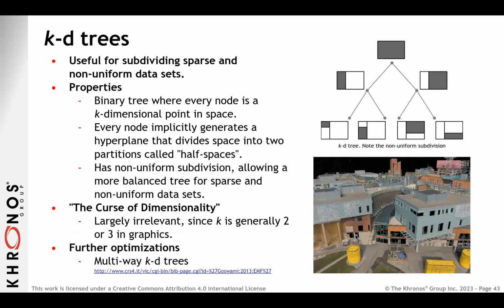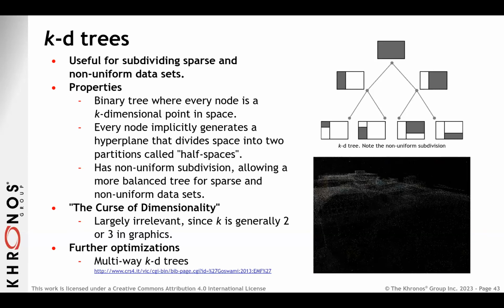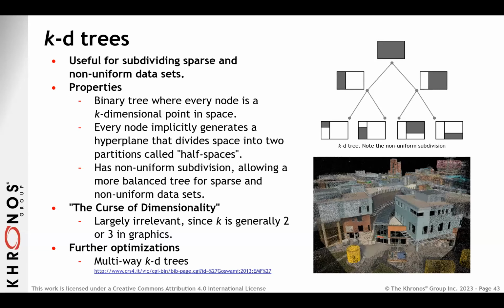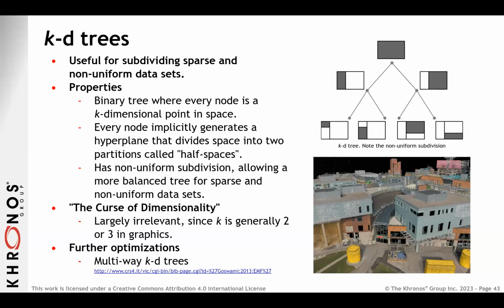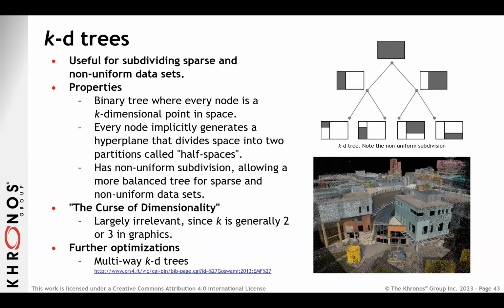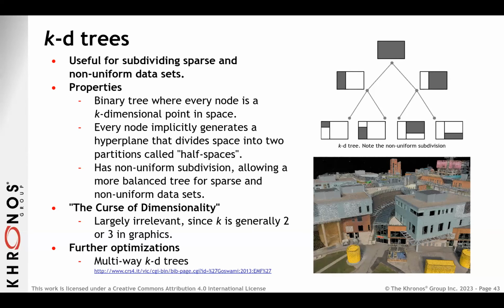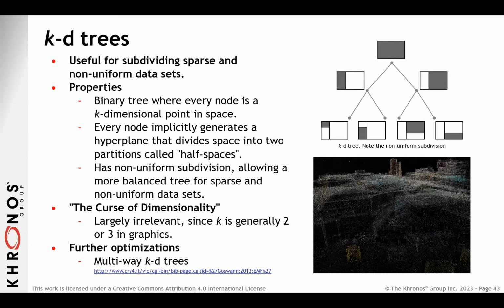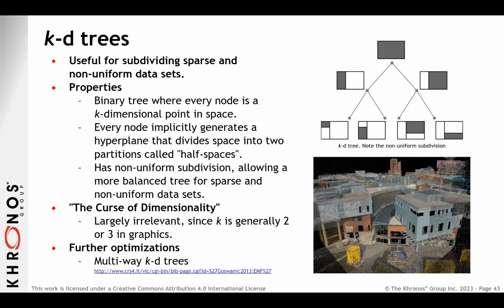You'll also note that there is the curse of dimensionality, which I'm sure we've all heard about when we learned about KD trees. In graphics, it's largely irrelevant since K is generally 2 or 3. That becomes a bigger issue when the data science people are using KD trees. You can also do some further optimizations, and I want to make a special call out for multi-way KD trees. I have a link in the slides, and after the presentation, if you click on that link, it'll take you to the paper. That can be super useful for really dense point clouds.